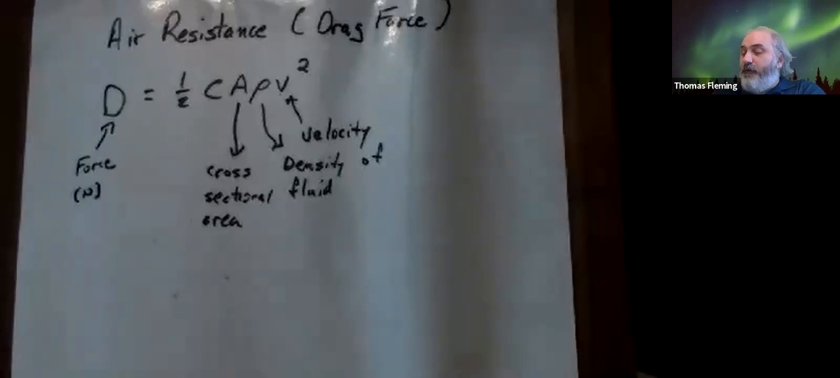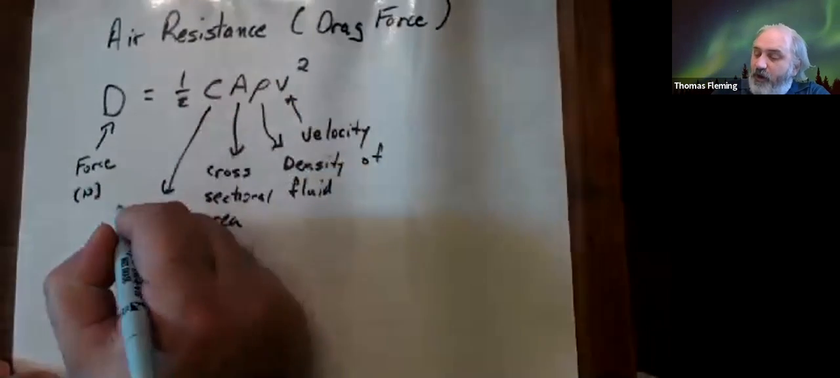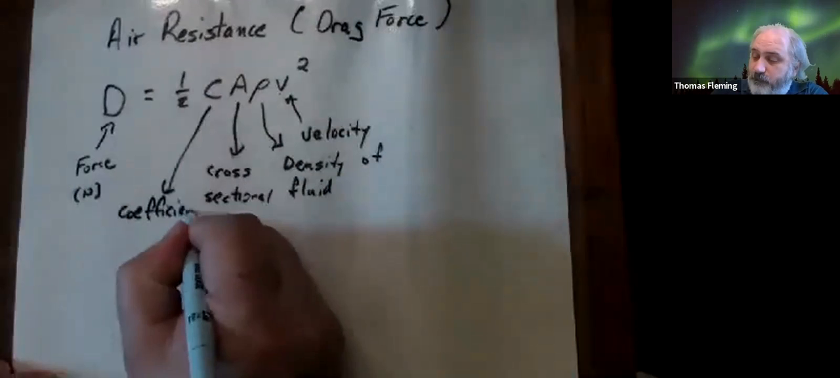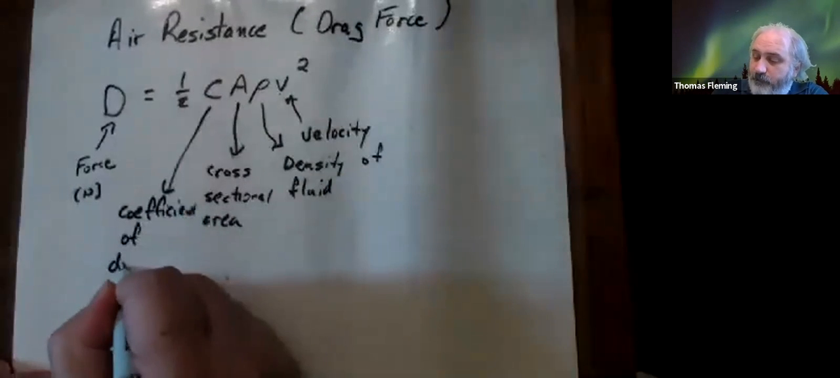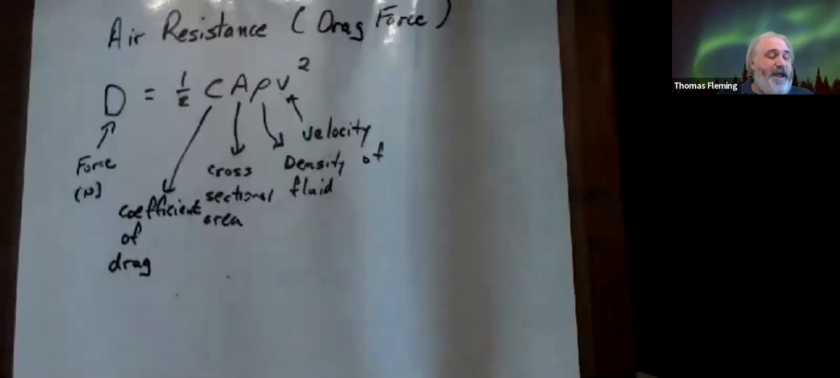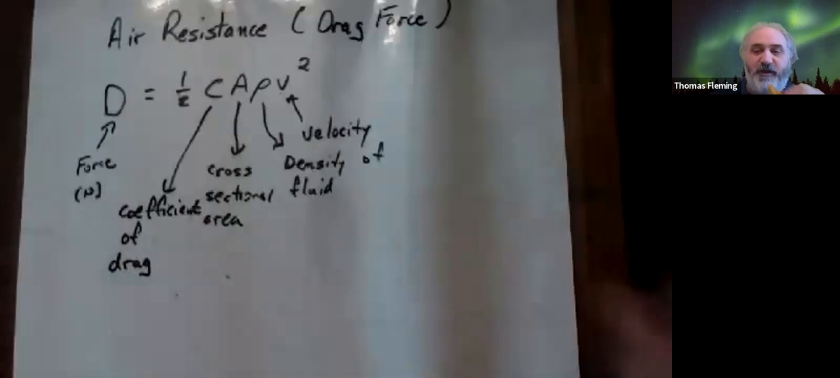And then the last part is this. This is called the coefficient of drag. The coefficient of drag is just a number. It's kind of like the coefficient of friction, in fact, in that it's a dimensionless number, has no units. It's usually less than 1. And it's a measure of the degree of aerodynamicness of the object. It depends on the shape of the object.